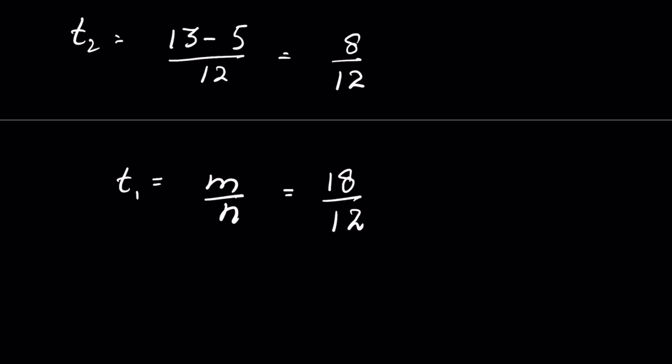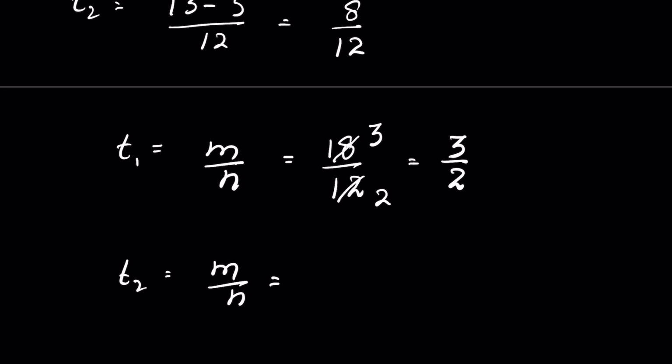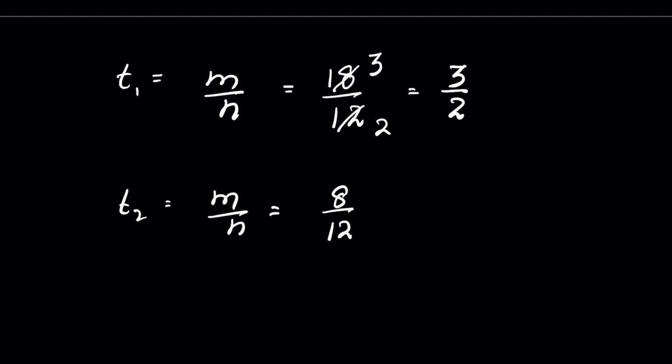If we reduce it, divide both the numerator and denominator by 6. 6 times 3 is 18, 6 times 2 is 12, so 3 upon 2. And t2, when m upon n is 8 upon 12, 4 times 2 is 8, 4 times 3 is 12, so it is 2 upon 3.